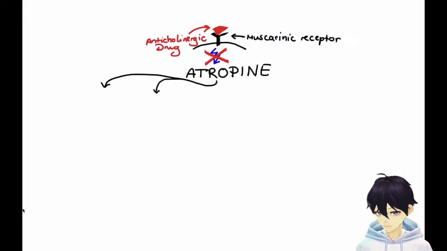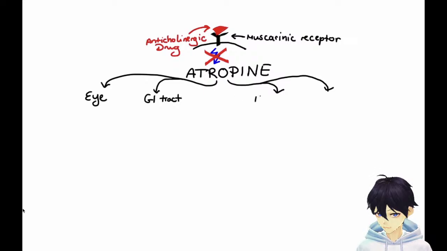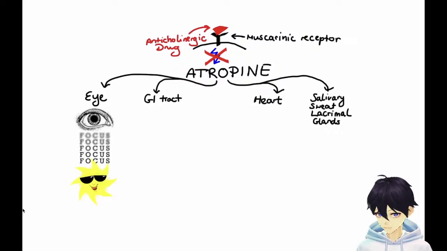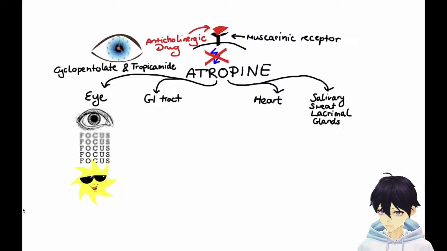Atropine's primary sites of actions are the following: eye, GI tract, heart, salivary, sweat, and lacrimal glands. Now, anti-muscarinic activity of atropine in the eye results in relaxation of ciliary muscle, which causes dilation of the pupil, also known as mydriasis, inability to focus visually, also known as cycloplegia, and unresponsiveness to light. So, ophthalmic preparations of atropine are used before an eye exam or eye surgery, as well as to treat certain inflammatory conditions of the eye. However, because of its long duration of action, other anti-muscarinic agents such as cyclopentolate and tropicamide are preferred over atropine. While cyclopentolate and tropicamide can produce mydriasis that lasts for hours, atropine's effects can last for days.